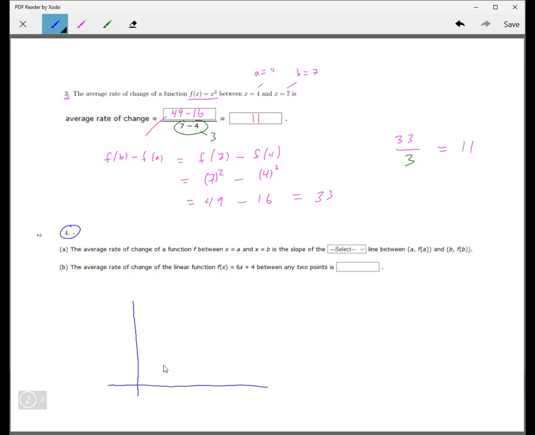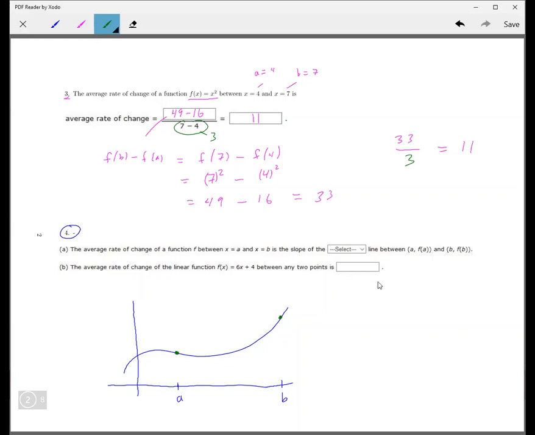Let me just draw a picture of a function here. Let's say we have that function right there. Here we have a, and there you have b. What happens is when we're at a, this is our y value, and when we're at b, this is our y value. This height above the x-axis is our y value.